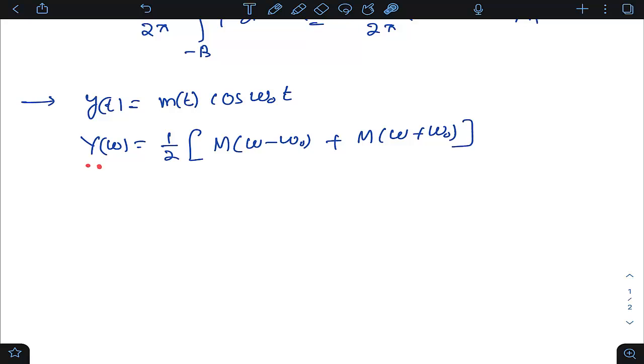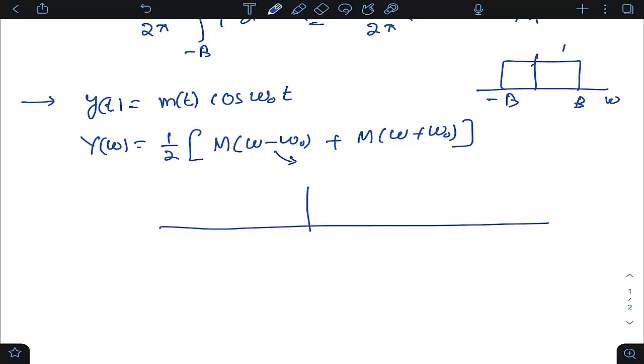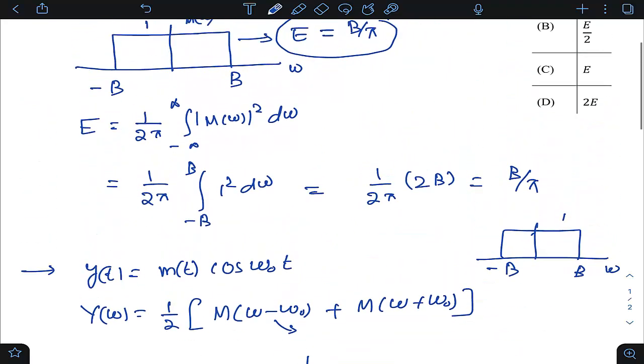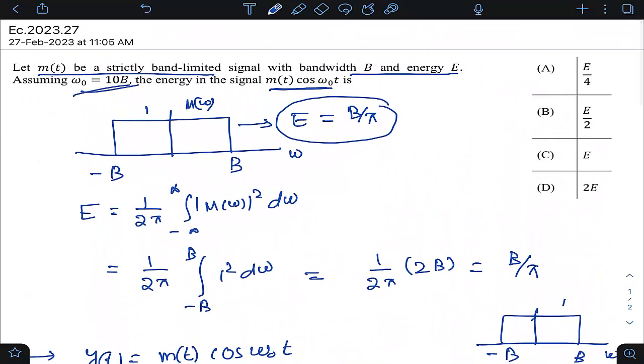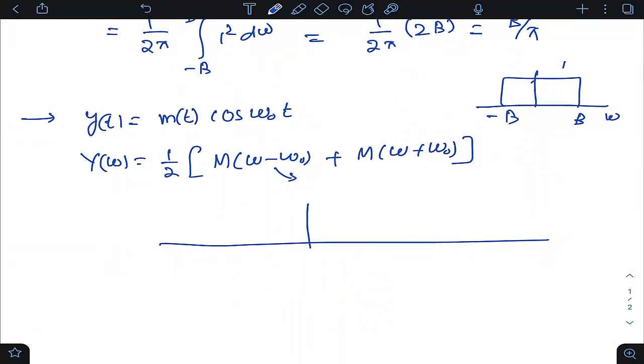So what is Y(omega)? You can evaluate or draw it using this relation. M(omega) is known to us: it covers from minus B to B with height 1. So what is M(omega minus omega naught)? Let us directly substitute the omega naught value. They are saying that omega naught is 10B, right? So if I substitute 10B, it is omega minus 10B, and this is omega plus 10B.